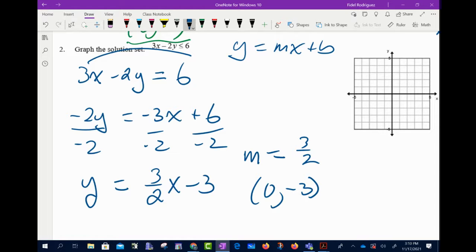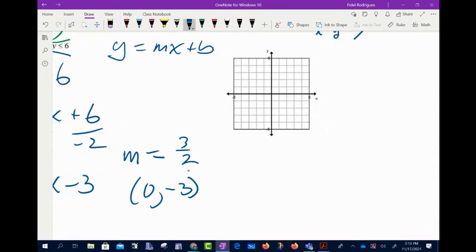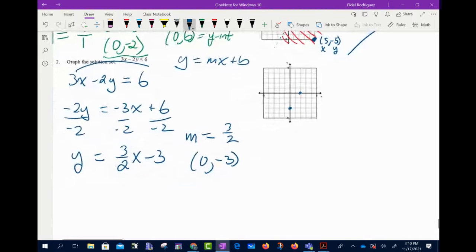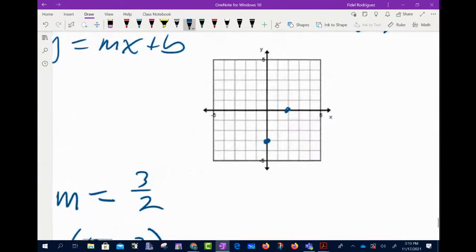Okie dokie, so let's do it to it. 0, negative 3. Okay, so 0, negative 3. 3/2 is go up 3 and to the right 2. Should that line be solid or dotted? Solid. So 1, 2, 3 over 1, 2. We're good? Okay. So look, we're going to connect the dots using a solid line.